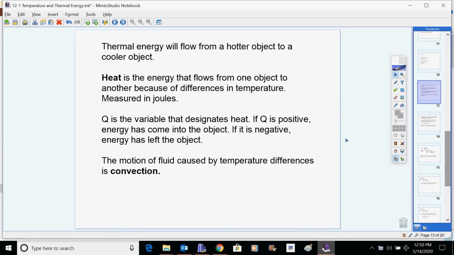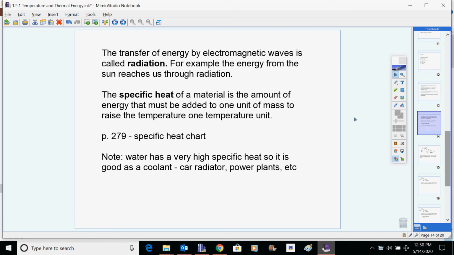And that motion of the fluid caused by temperature differences is called convection. If the energy is transferred by electromagnetic waves, it's called radiation. Radiation isn't always just that thing we think about, like radioactive or scary. It's just a transfer because of electromagnetic waves.